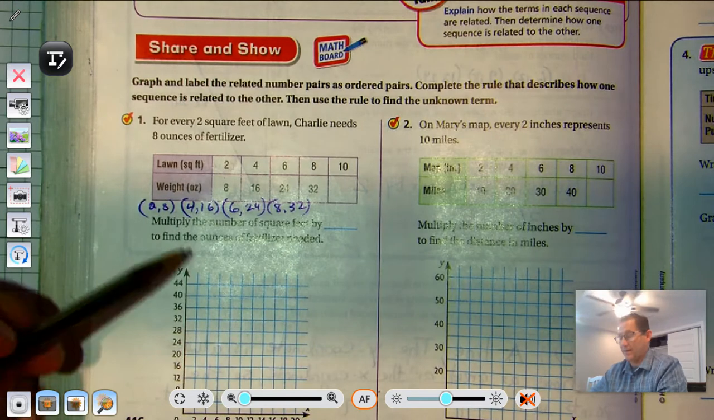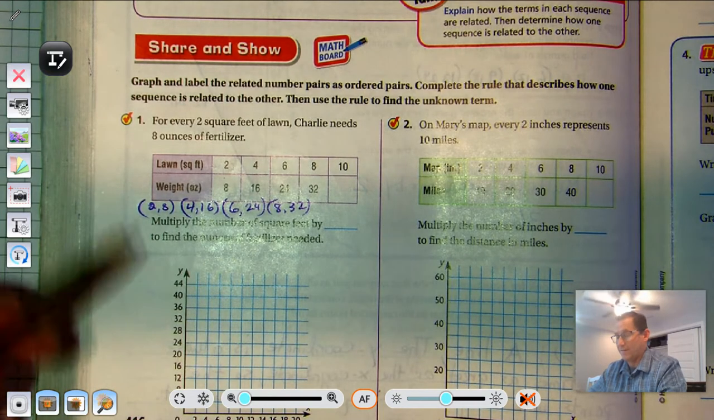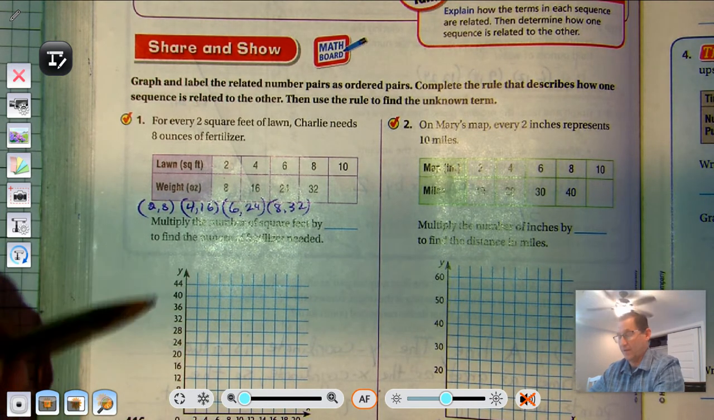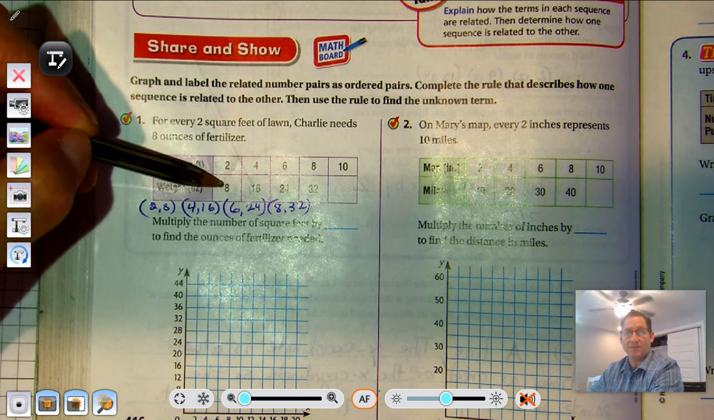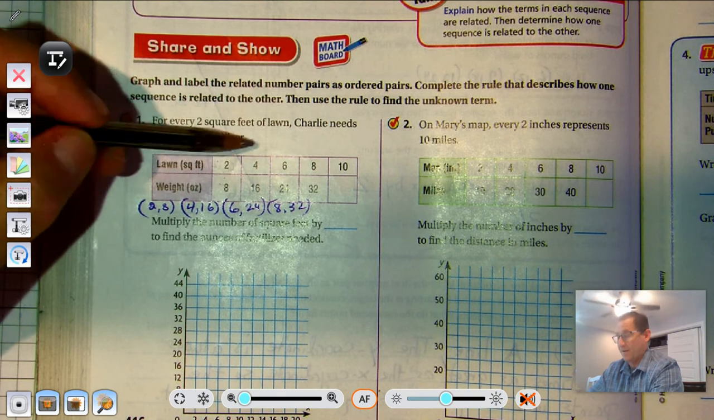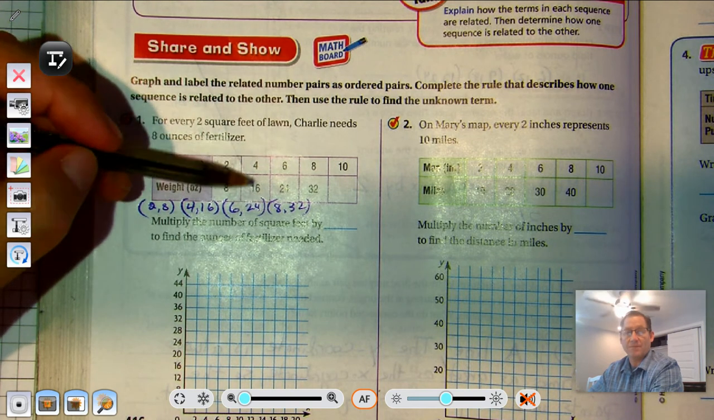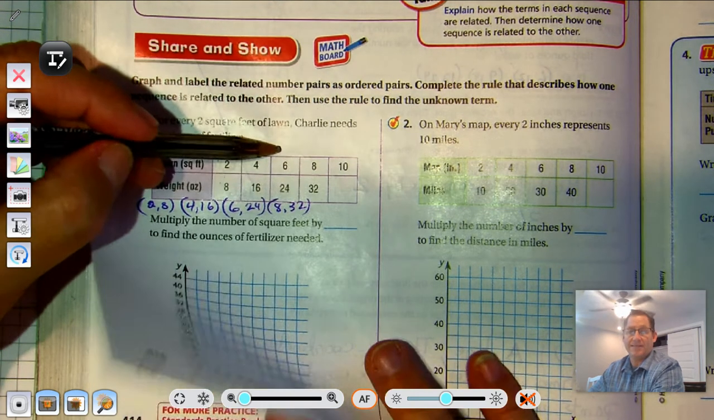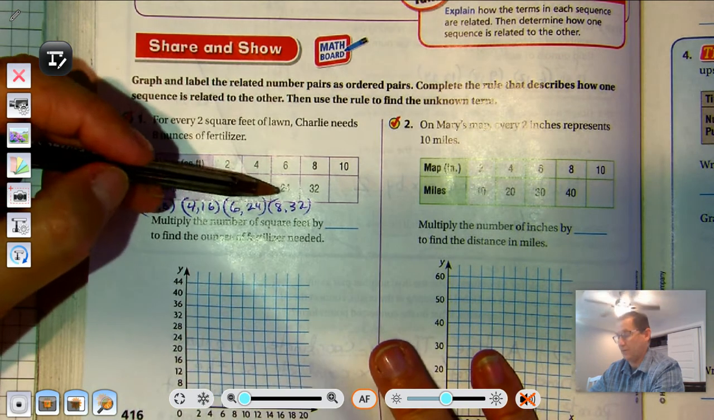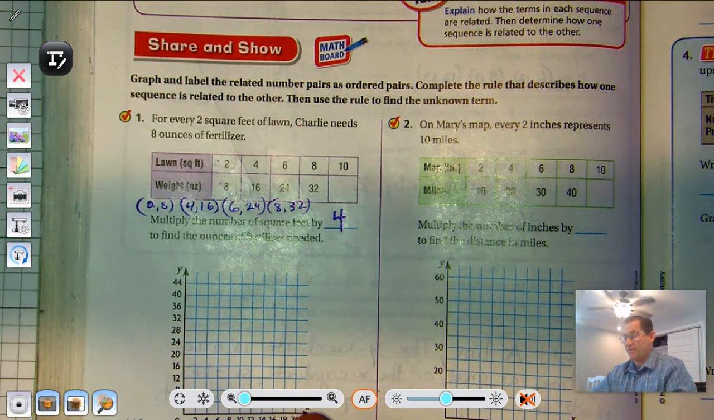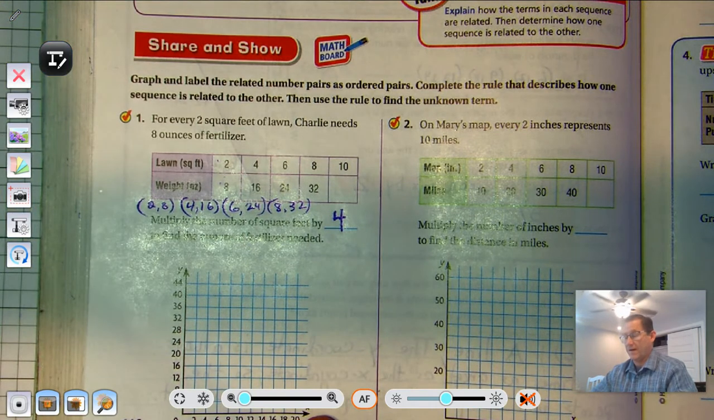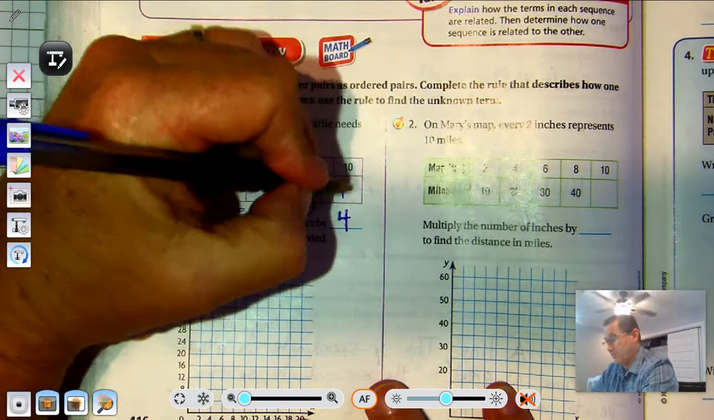So we're going to multiply the number of square feet by what to find the ounces of fertilizer. So if you tell me that we have 2 square feet, it takes 8 ounces. So that's 2 times 4. If I have 4 square feet, 4 times 4 is 16. 6 times 4 is 24. So it's multiplying by 4, right? So if I multiply the number of square feet by 4, we'll find the ounces of fertilizer needed. So 10 times 4 is 40.